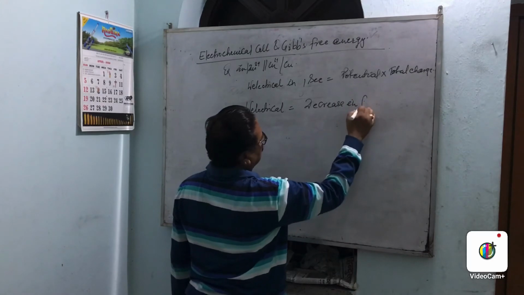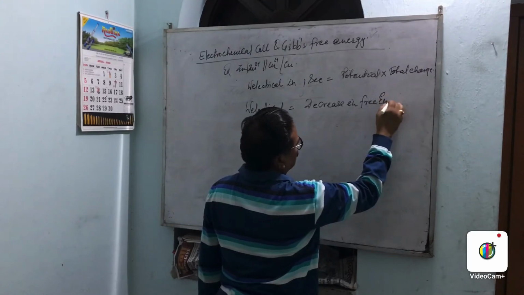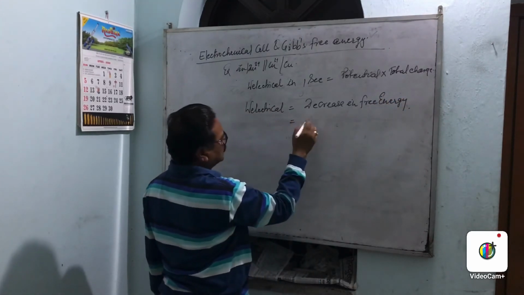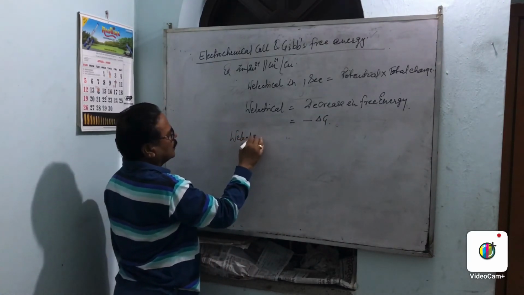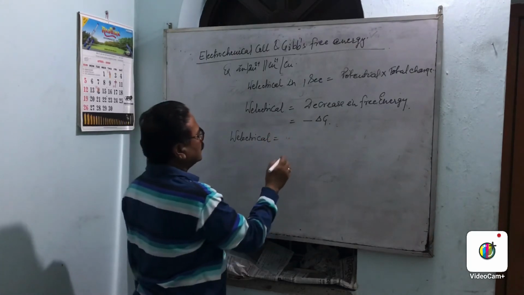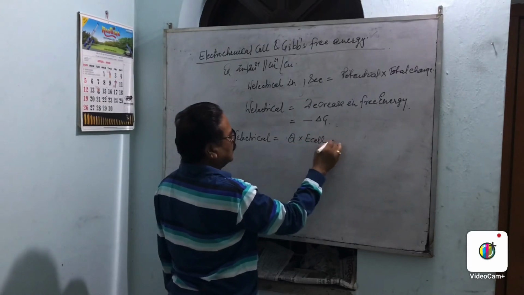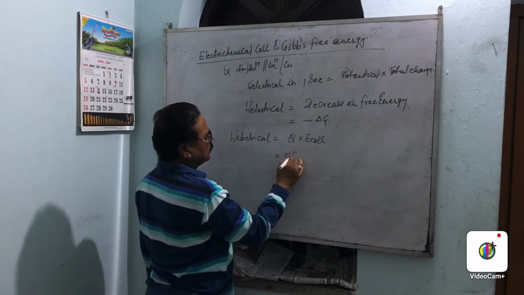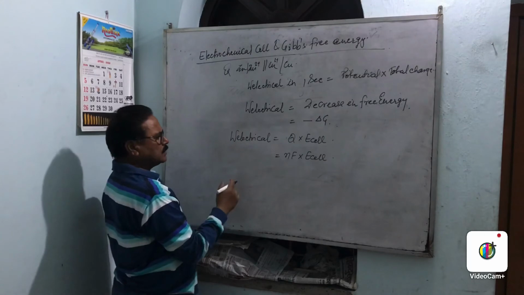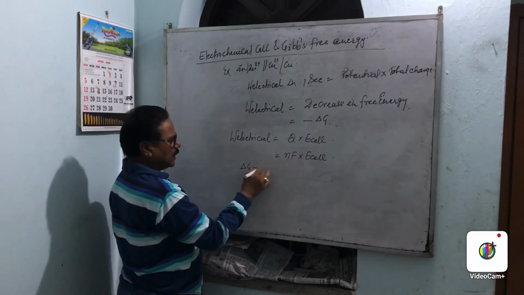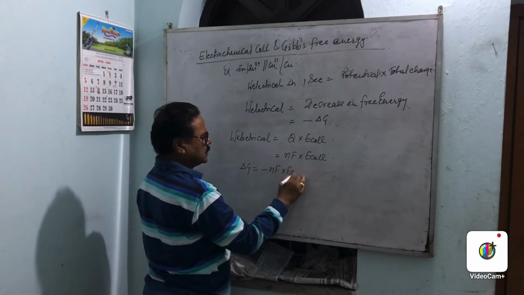Decrease in free energy, that is called Gibbs free energy. So decrease in free energy is minus delta G, and W electrical is equal to Q, that is the charge, times E cell. This Q is equal to nF. So the decrease in free energy, delta G, we can write as minus nF into E cell.